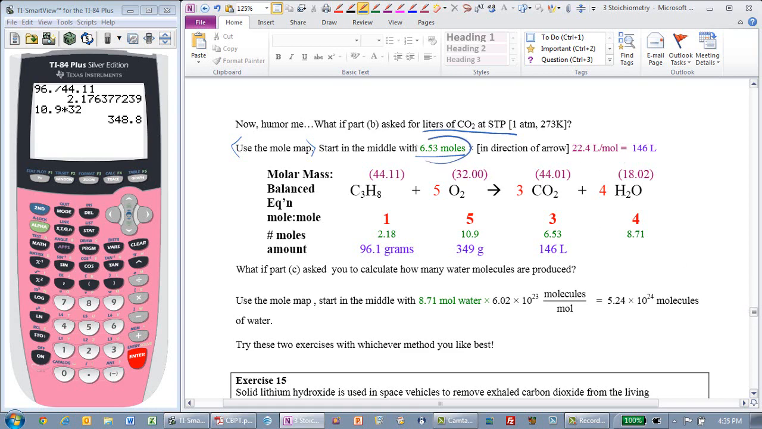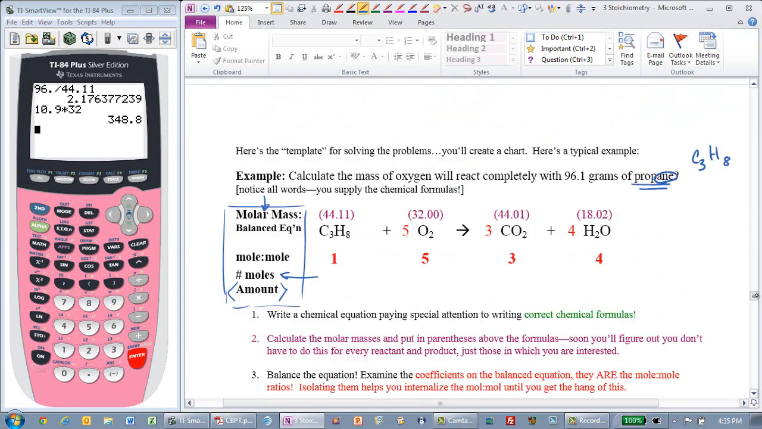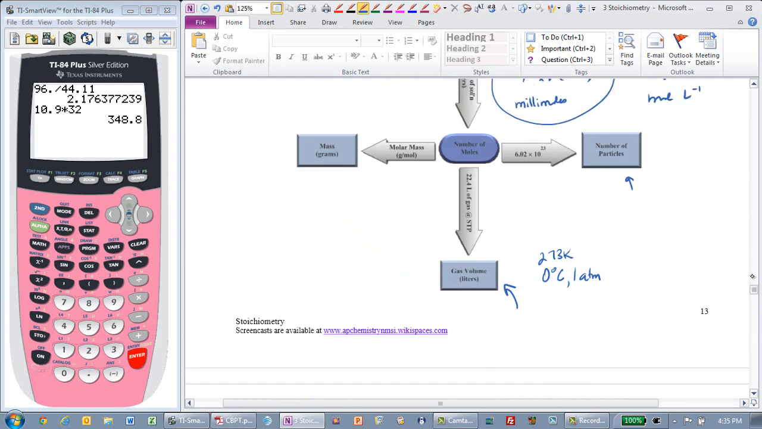So again, let's lock onto this 6.53, and we're being asked for liters at STP. So what do I know? I know volume in liters, and I'm going against the arrow, so I will divide by 22.4, and I will arrive at moles. Then I can multiply by 6.02 times 10 to the 23rd and tell you particles. I can multiply by molar mass and tell you grams, or I can divide by liters of solution and tell you molarity if you wanted that.